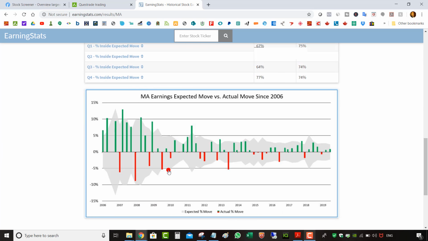And if you look at the chart here, or the table here, it's even more obvious that most of the time it goes up after earnings. And when it does go down, it doesn't go that much. And even if it does go down, it stays within expected move. The only time it went outside expected move was over here, 2013. Last time it went down was in 2019, but it was very small.